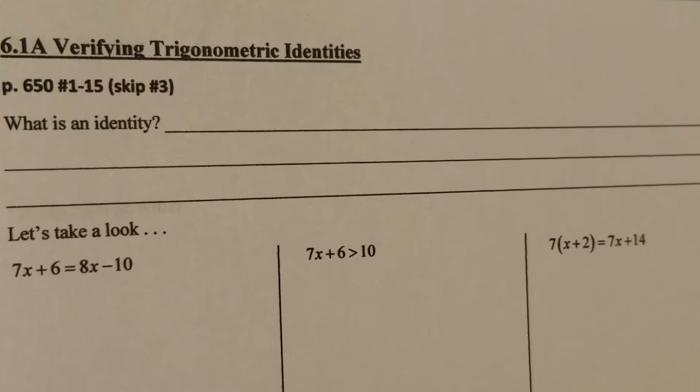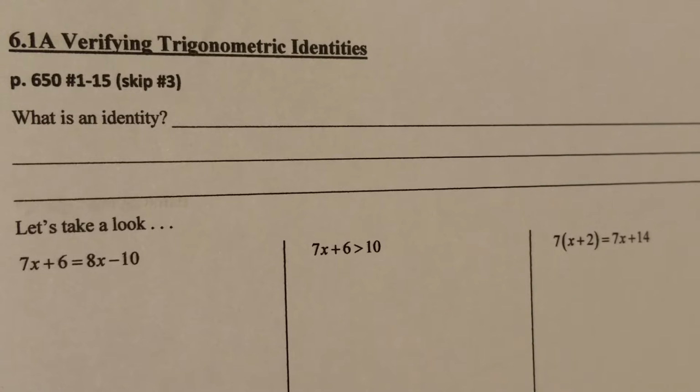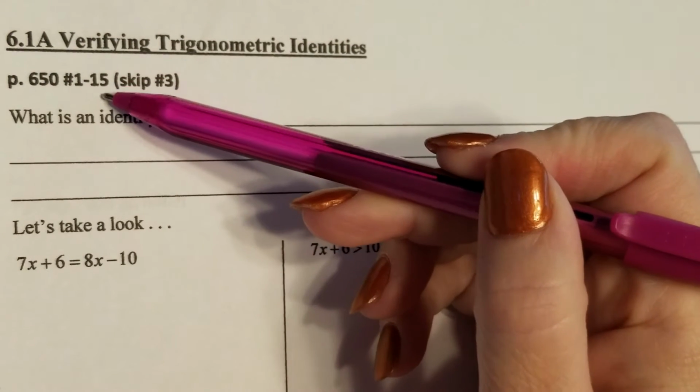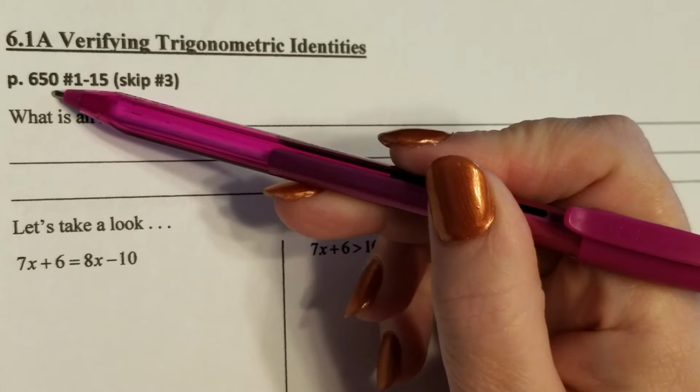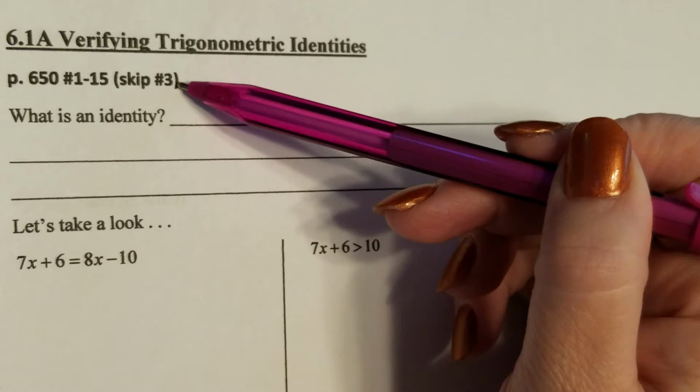Hopefully you've had this packet passed out to you and follow along, fill it in, and do the very best you can. We're going to do some verifying trigonometric identities, and your homework is going to be 1 through 15 on this page, 650. Number 3 is a really icky question, so let's just skip that one.